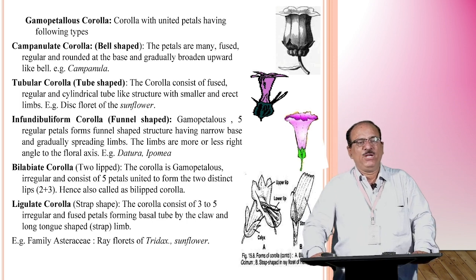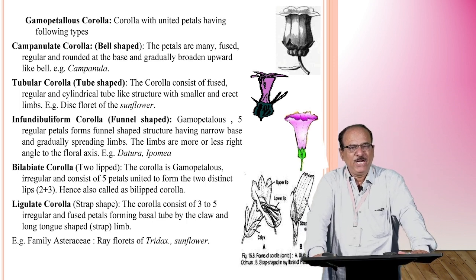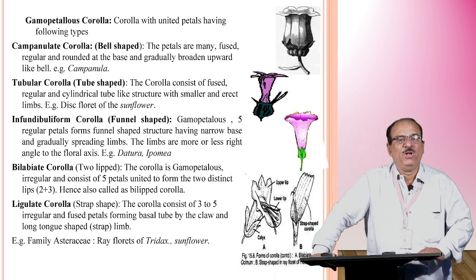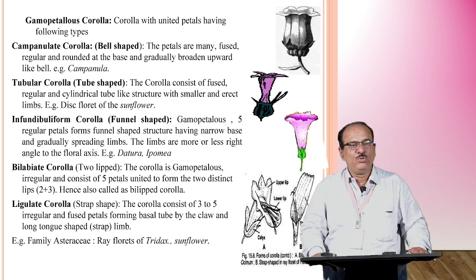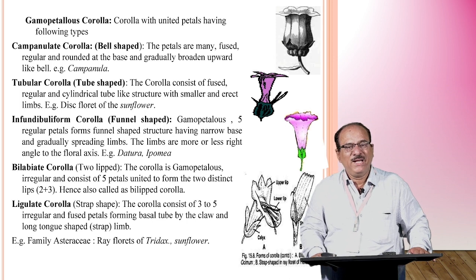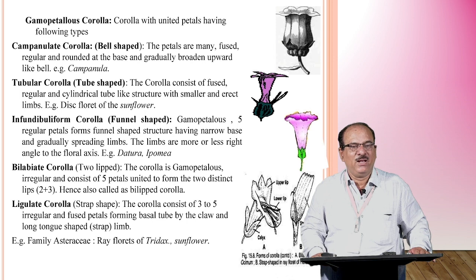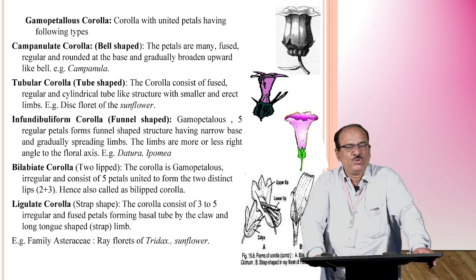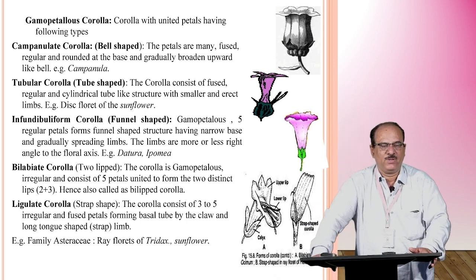First type is the campanulate corolla, or bell-shaped structure. This is the common feature of family Campanulaceae. So petals are fused, regular, rounded at the base, and gradually become broad towards the tip, like a bell. Second one is the tubular corolla. So corolla here is fused, regular and a cylindrical tube-like structure, as in the case of the disc floret of sunflower.